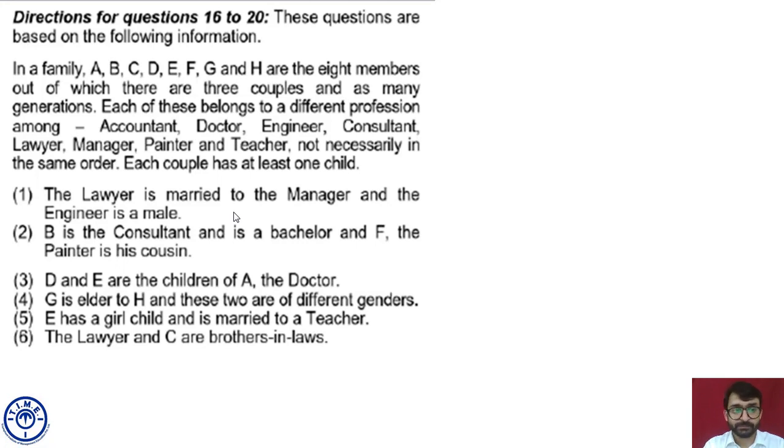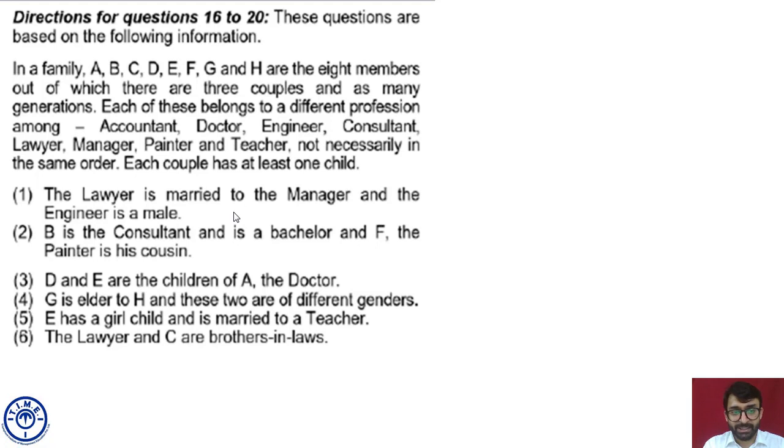Read this statement. The lawyer is married to the manager and the engineer is male. The lawyer is married to the manager. I don't know the gender of the lawyer. I don't know the gender of the manager. But it is mentioned the engineer is male. So we cannot start with this statement. Let's read the second statement.